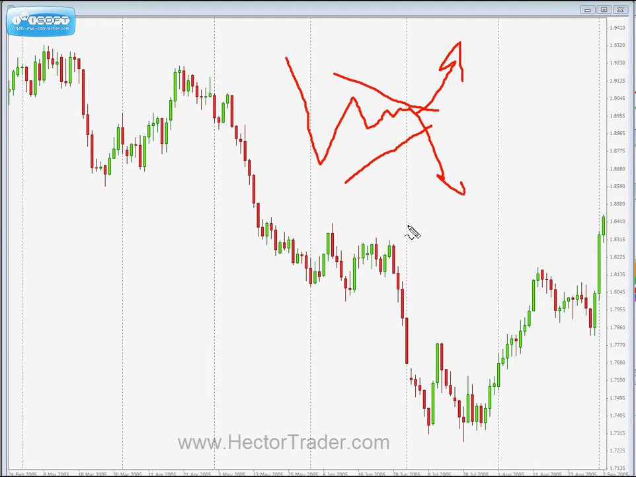Basically, the way I see triangles, the way I always explain them, is that a triangle or any type of congestion area is price needing to take a breather. It needs to slow down a little bit before gathering enough momentum to continue with a whole new swing, hopefully in the direction of the main trend.